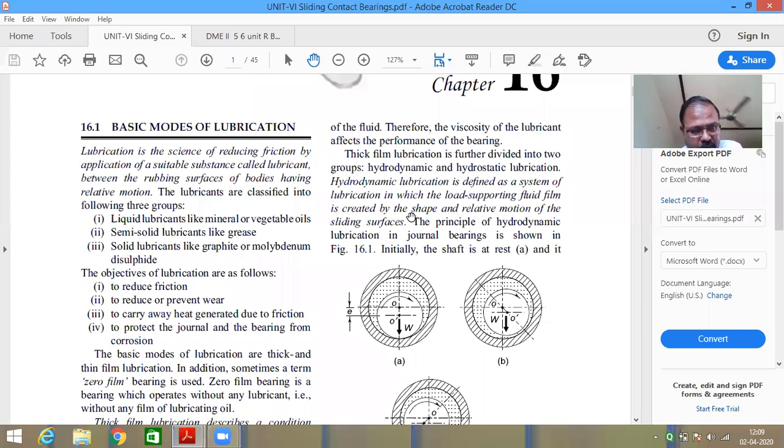And why this lubricant is necessary? To avoid metal to metal contact between the rubbing surfaces of the bodies having relative motion. Relative motion means what exactly? This particular bearing is stationary while the journal inside it is rotating at some speed. Okay, so if we consider this as two rubbing surfaces, in order to avoid metal to metal contact, we are using lubricant inside it.